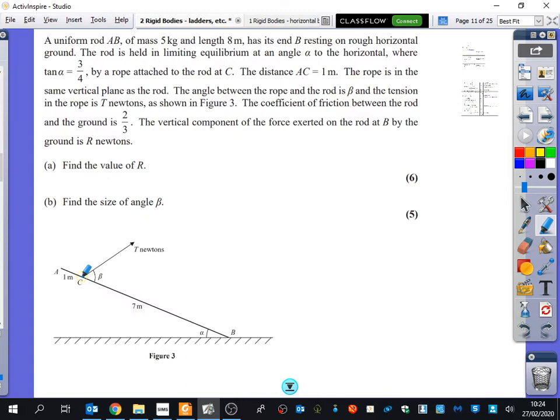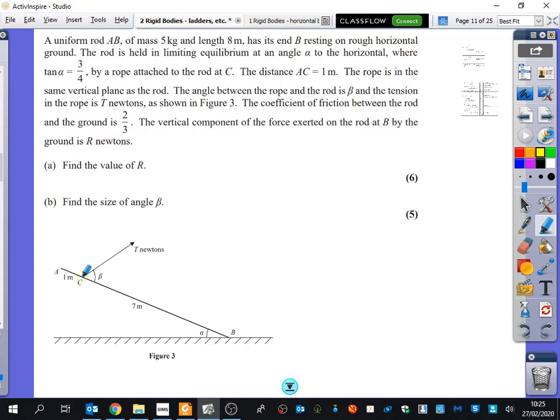It just means it looks exactly like it does in the diagram. The angle between the rope and the rod is beta, and the tension in the rope is T, as shown in figure 3. The coefficient of friction between the rod and the ground is 2/3. The vertical component of the force exerted on the rod at B by the ground is R newtons. Find the value of R, and then find the angle of beta.